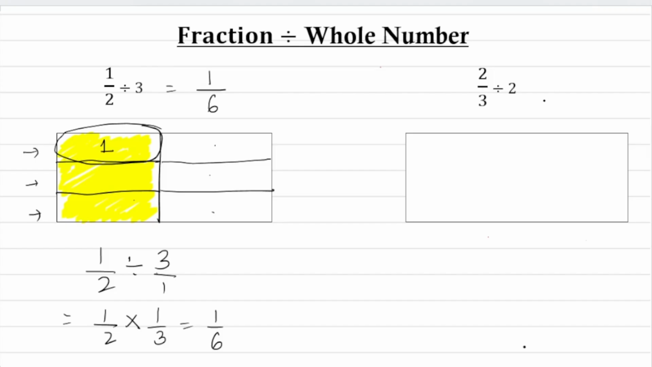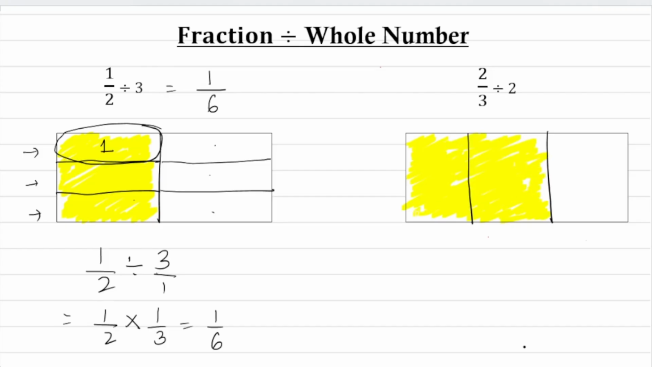2/3 divided into 2 equal parts. So first let's divide it into 3 equal parts, or thirds. Let's represent 2/3 by shading. So this is 1/3 and this is 2/3. Now I will divide this 2/3 into 2 equal pieces.